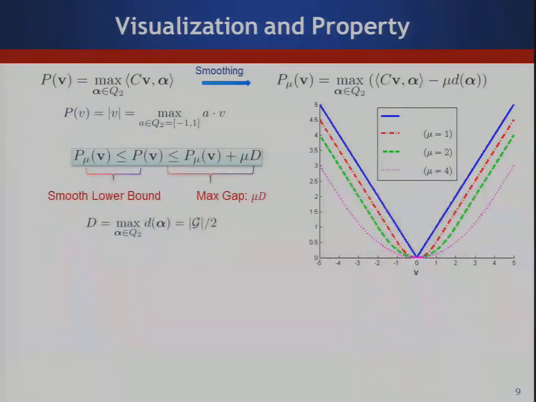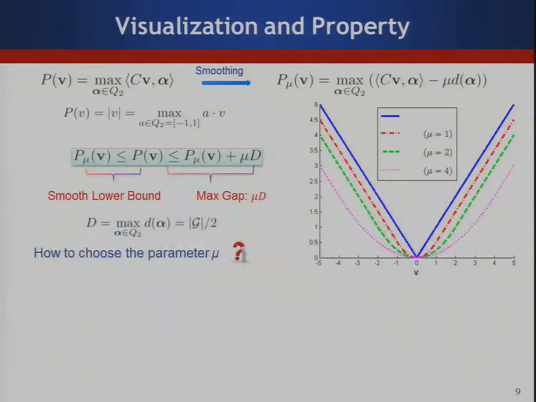The relationship between the smooth penalty and the original penalty can be easily characterized by this inequality, where the smooth penalty is a lower bound of our original one, since you subtract mu d(alpha) here. The gap is controlled by mu times D, where D is the maximum of d(alpha). Here it's very simple: if you derive it a bit, it's just the number of groups over 2.